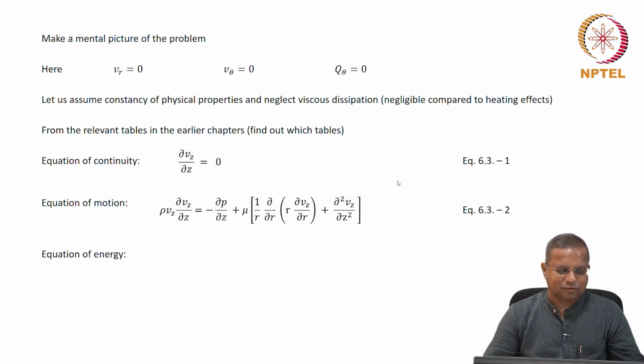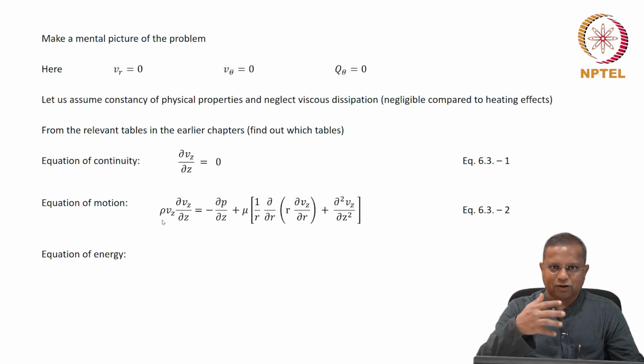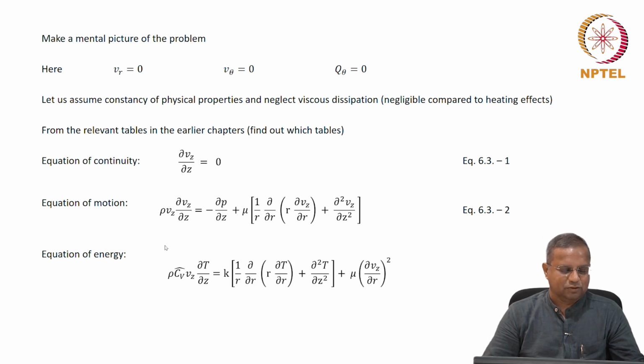In addition, equation of energy is certainly relevant. Okay, we are looking at energy being used for heating the protein solution. So, if you consider the corresponding equation, and I'd let you do it in your own time, and then if you cancel out the irrelevant terms, these are the only terms that will remain. Rho Cv hat Vz dou T dou z equals k 1 by r dou dou r r dou T dou r plus dou squared T dou z squared plus mu dou Vz dou r squared.